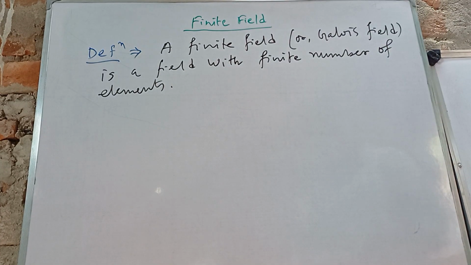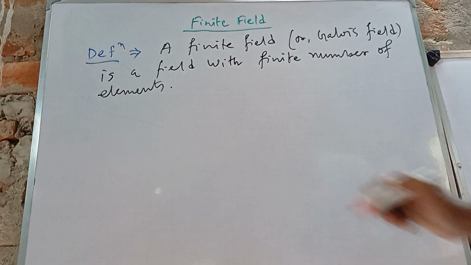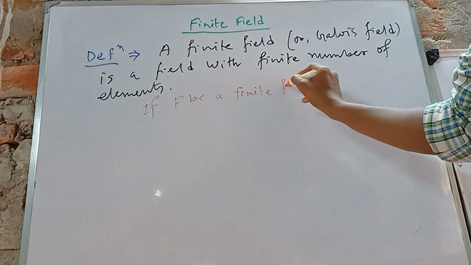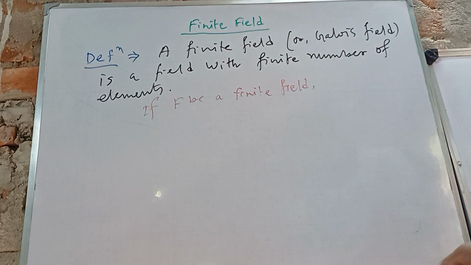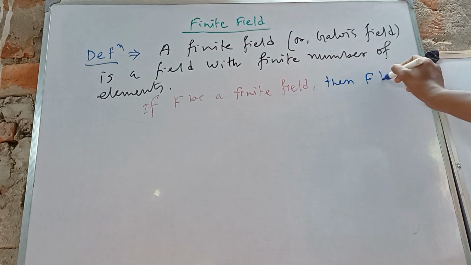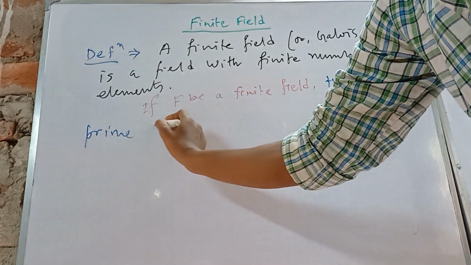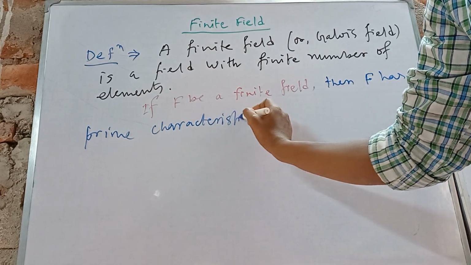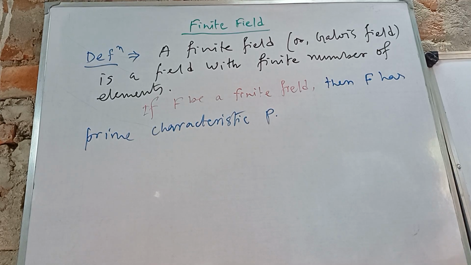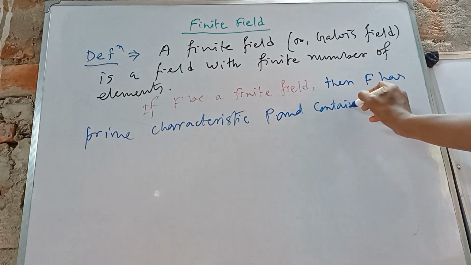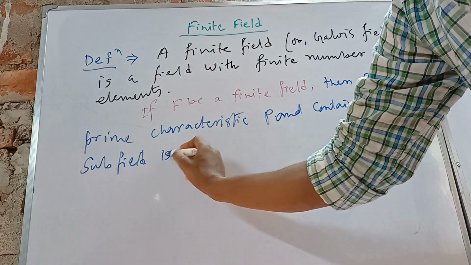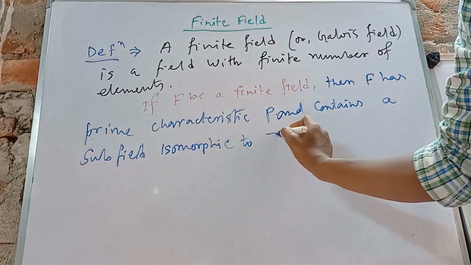Now we write some examples related to that topic. If F is a finite field, then F has prime characteristic P and contains a subfield isomorphic to ZP.